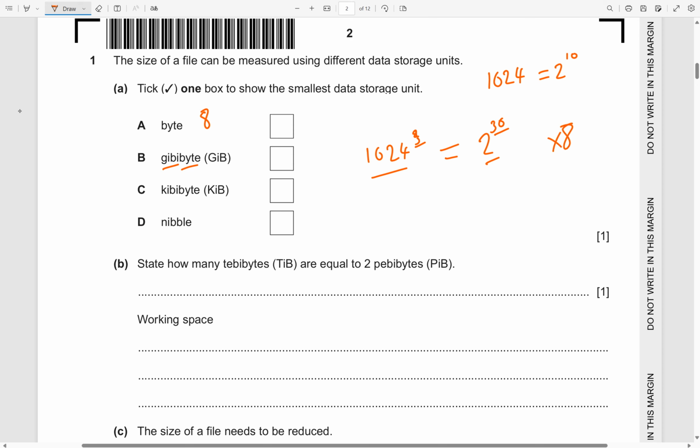If we think kibibyte, that's just 1024, and again because it's bytes, we multiply that by 8. Then if we think nibble, if you know it, this should immediately stand out as the answer. A nibble is only 4 bits. So that's going to be our answer there.